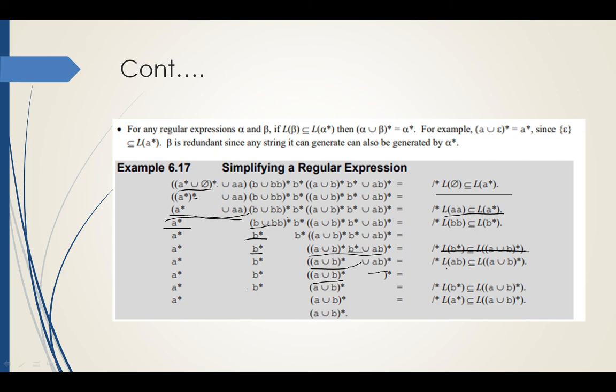After that, what is left out here? A star dot B star dot (A union B) star is there. Here B star is a subset of (A union B) star, so for this whole thing I can write (A union B) star. Next left out is A star dot (A union B) star. In this, A star is a subset of (A union B) star, so for these two I can write (A union B) whole star. After simplifying this regular expression, what I got is (A union B) whole star.